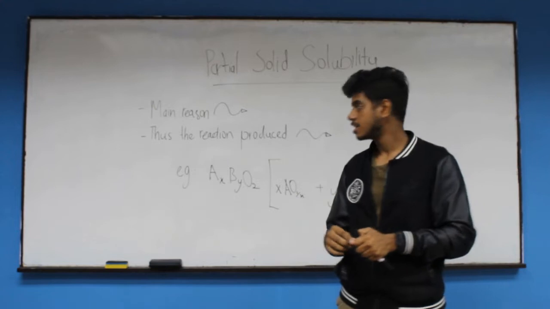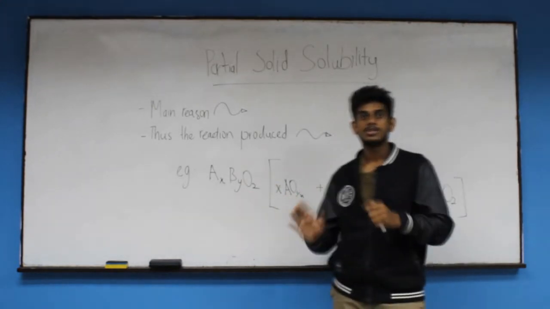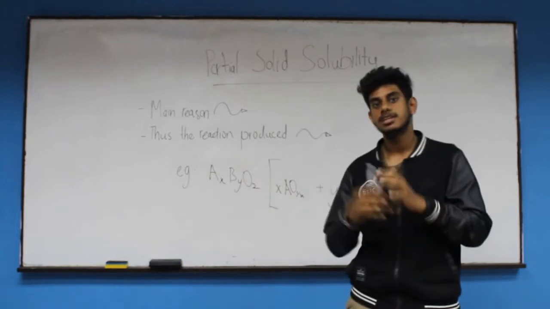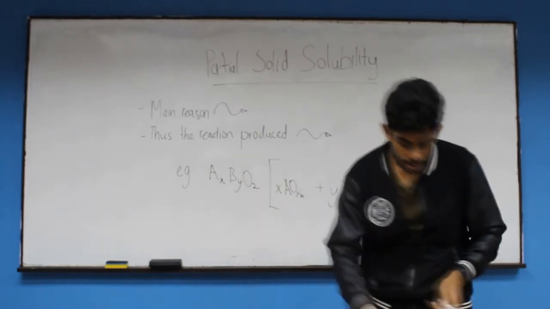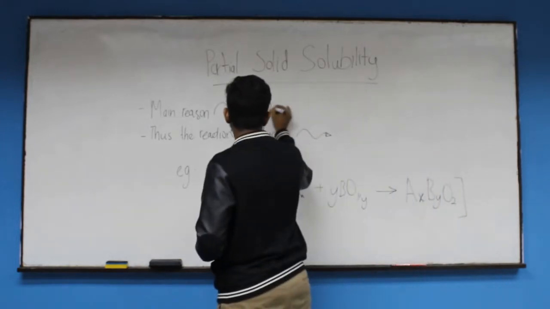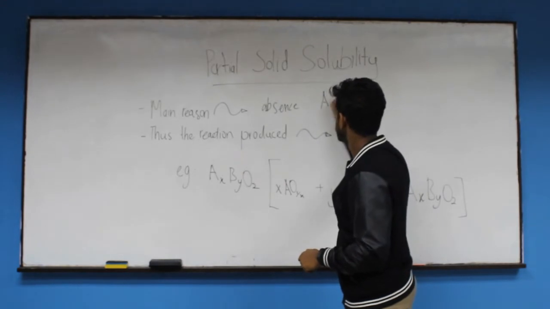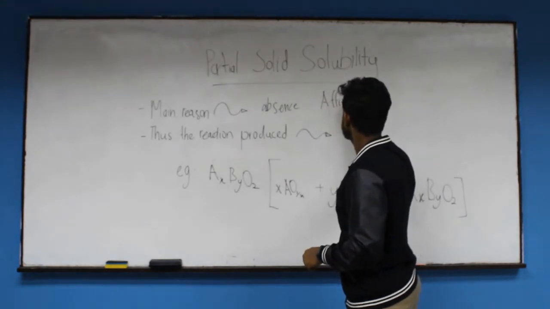So let's say you have components AO and BO, and they are only 20% able to mix with each other. That is what we mean by partial. So what's the main reason for this? Because of the absence of affinity. This is the keyword.